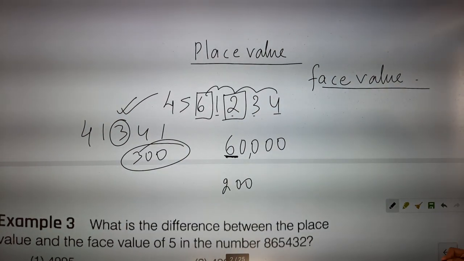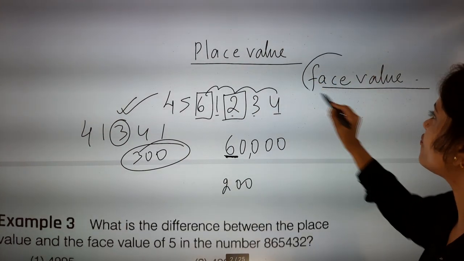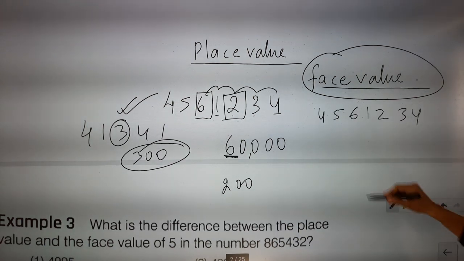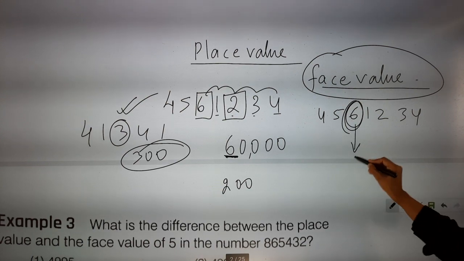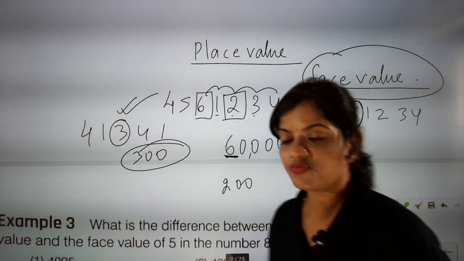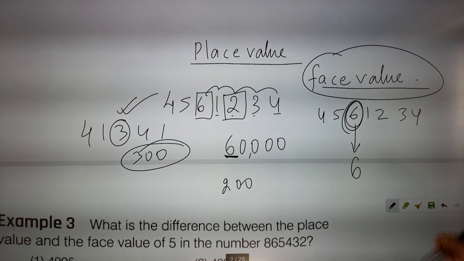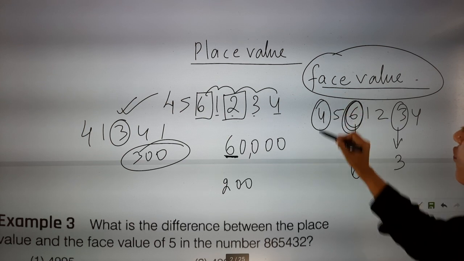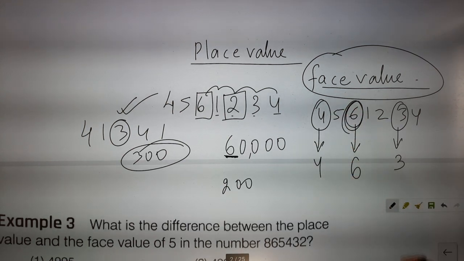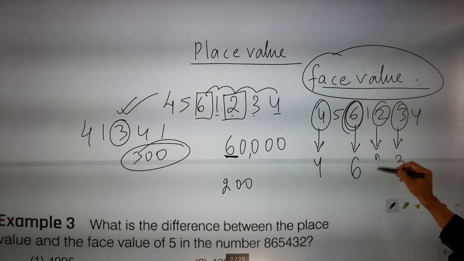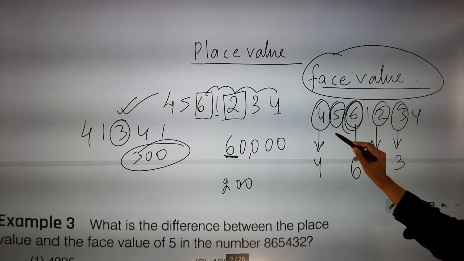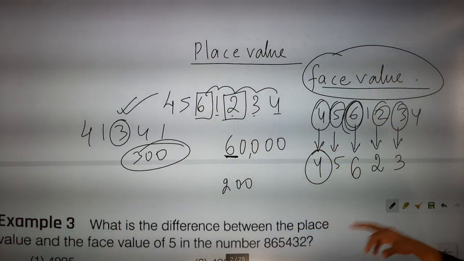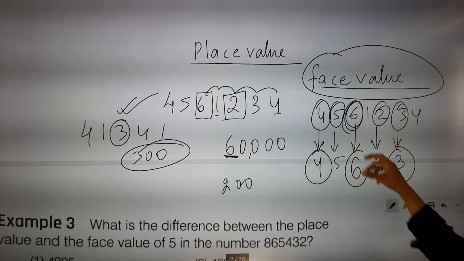In the same way, if somebody asks what is the face value of 6 here, you will say the face value of 6 is 6 itself. The face value of 3 is 3 itself, the face value of 4 is 4 itself, the face value of 2 is 2 itself, and the face value of 5 is 5 itself.